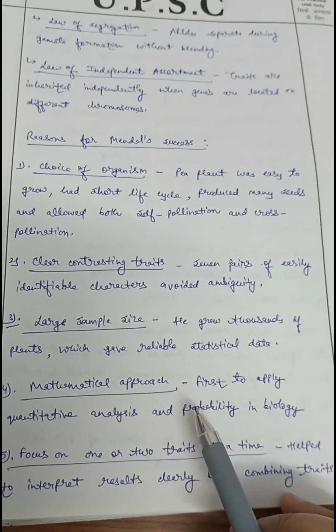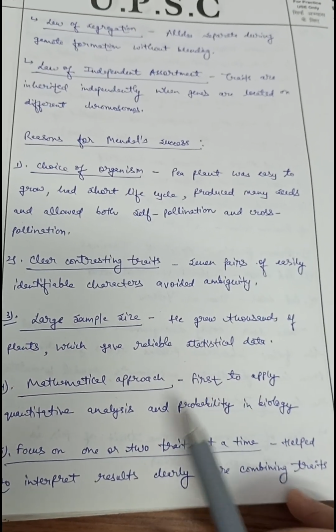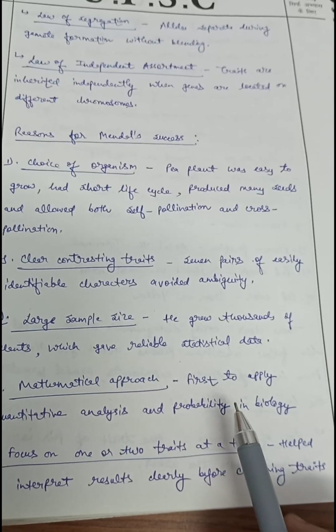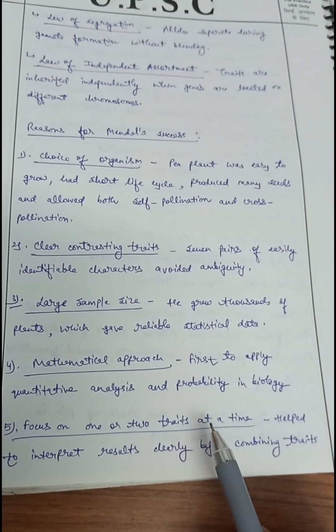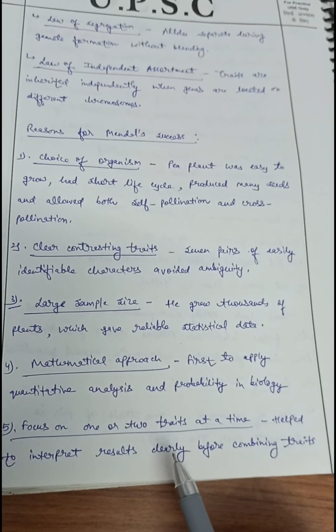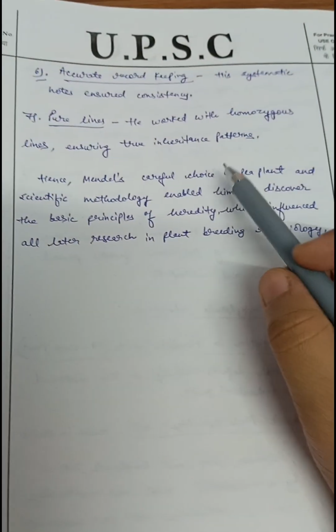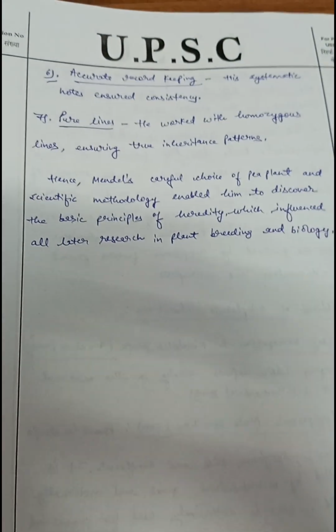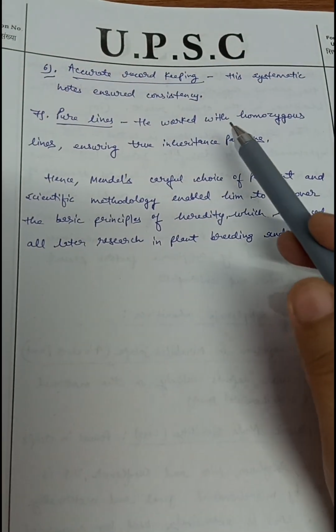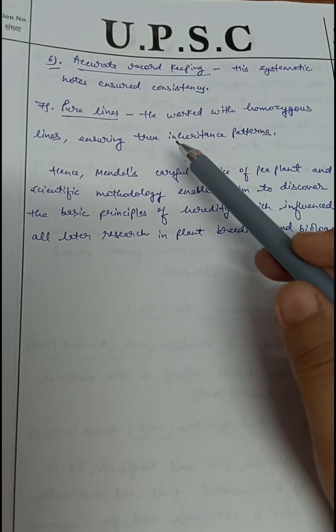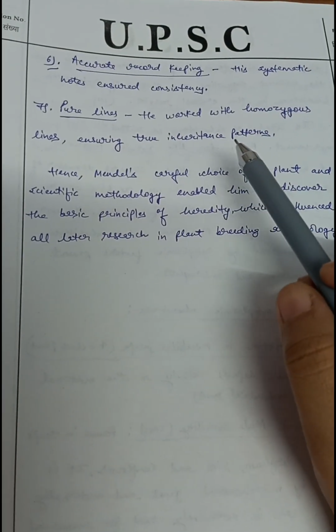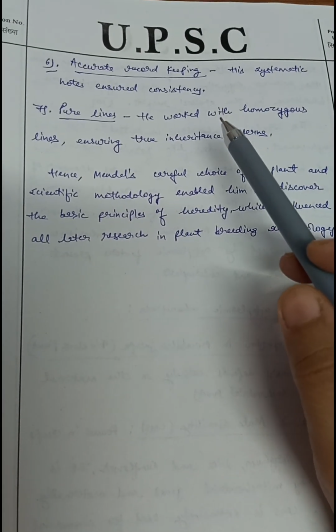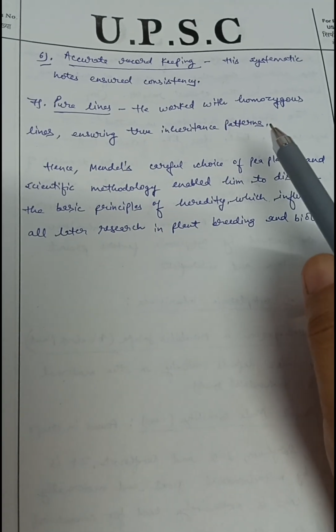Then the mathematical approach. He was the first to apply quantitative analysis and probability in biology. Then, focus on 1 or 2 traits at a time helped him interpret the results clearly before combining the traits. Then accurate record keeping. His systematic notes ensured consistency. And then pure lines. He worked with homozygous lines, which ensure true inheritance patterns. So these were the reasons for his success in the experiment.